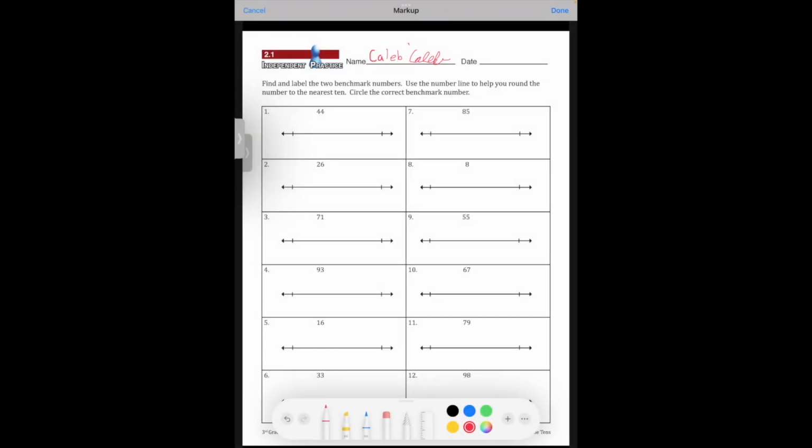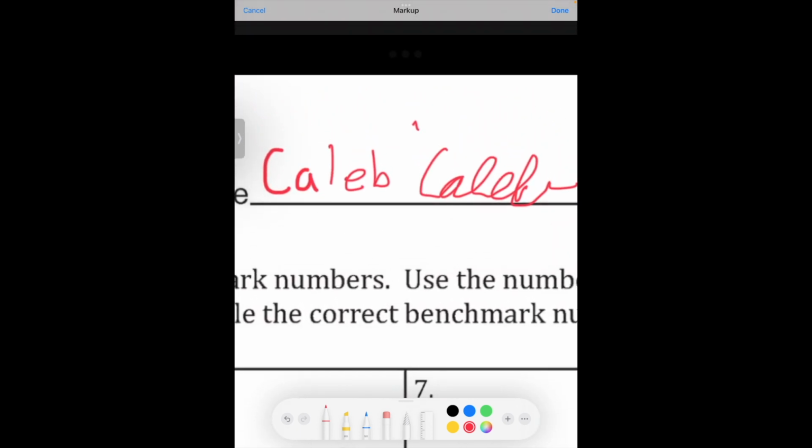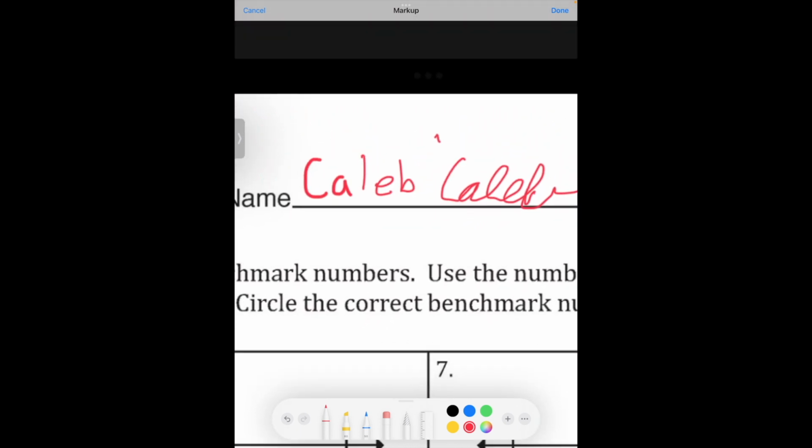All right, you ready? I'm ready. Let's get started. All right. Now remember, before we get started on 2.1, put your name, and if you're fancy like my buddy Caleb, you can also do it in cursive.